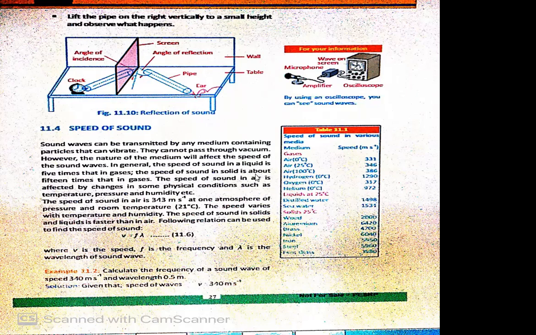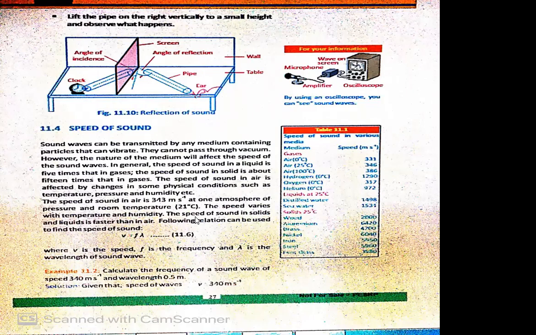So it means the speed of sound in air is affected by changing physical conditions such as temperature, pressure, and humidity. The speed of sound in air is 343 meters per second at 1 atmosphere of pressure and room temperature of 21 degrees Celsius. The speed varies with temperature and humidity.